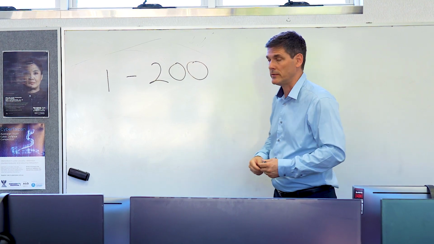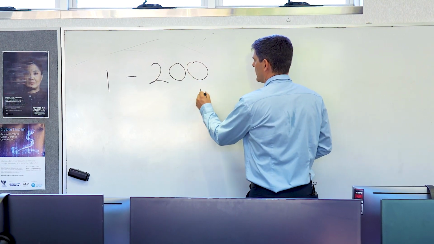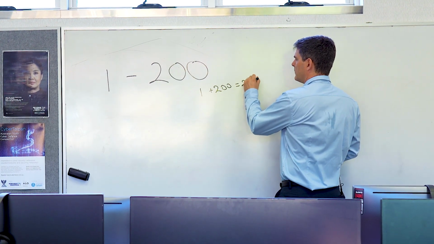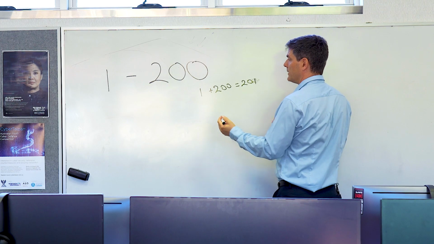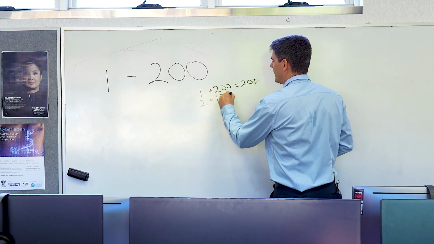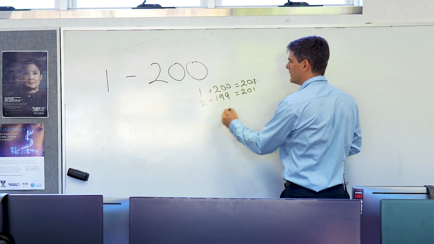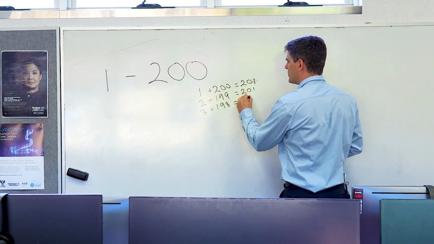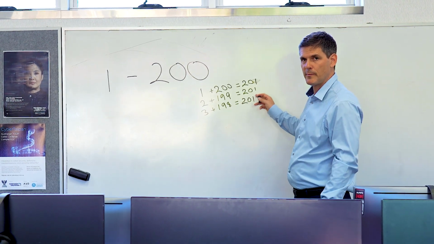So this is how we're going to do it. So we know that 1 plus 200 equals 201. But also, did you think that 2 plus 199 equals 201? 3 plus 198 equals 201. You can now see a pattern.